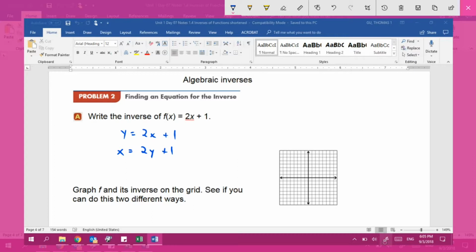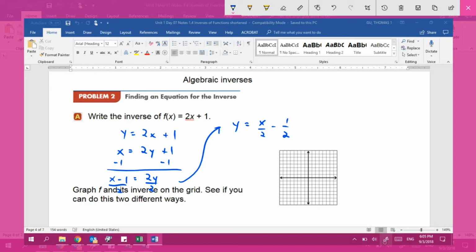Okay? And so now I'm just going to solve for y to find my equation. So here we go. We're going to subtract 1 from both sides. X minus 1 equals 2y. Then we're going to divide by 2 on both sides to get my y alone. Divide by 2, divide by 2. And my final answer is going to be y equals x minus 1 over 2. Or I can rewrite this as x over 2 minus 1 over 2.